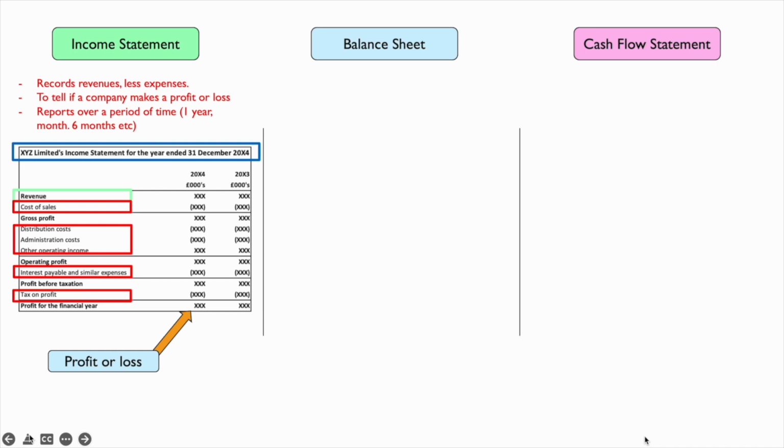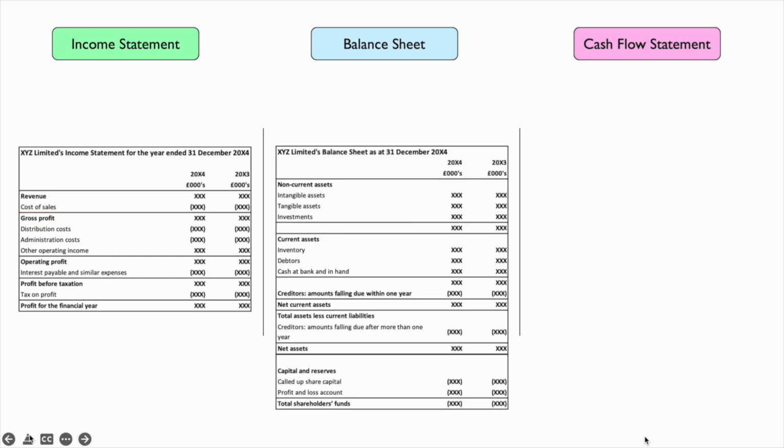The second key primary statement is the balance sheet. The balance sheet may look something like this. A balance sheet sets out an organization's assets, liabilities, and equity at a point in time. So we will introduce in the next tutorial what an asset is, what a liability, and what equity is. But for now, just become familiar with the structure of a balance sheet. And a key takeaway is that the balance sheet reports on those items I just mentioned at a point in time, whereas the income statement we covered was over a period of time.